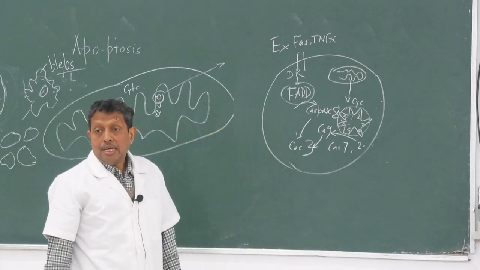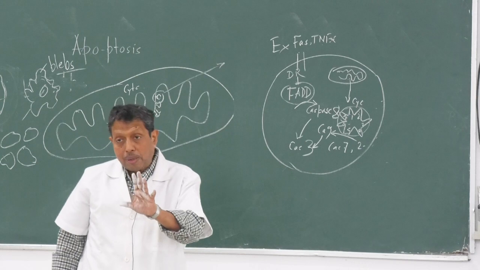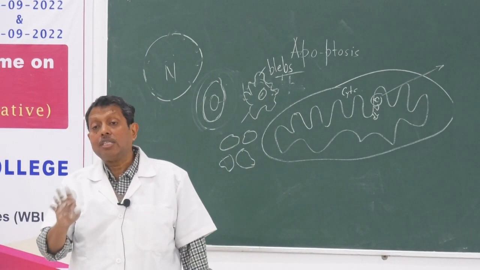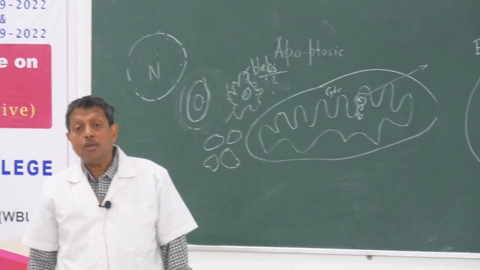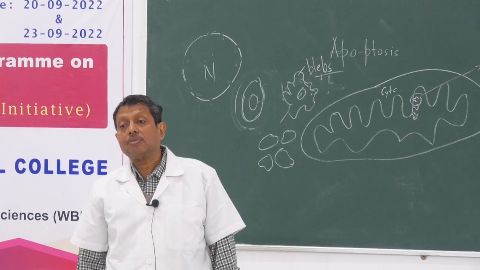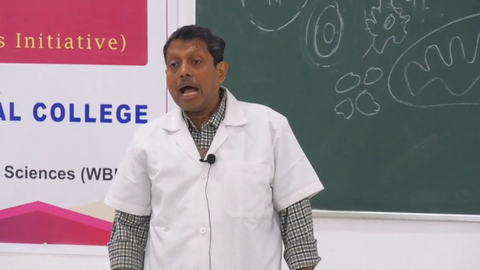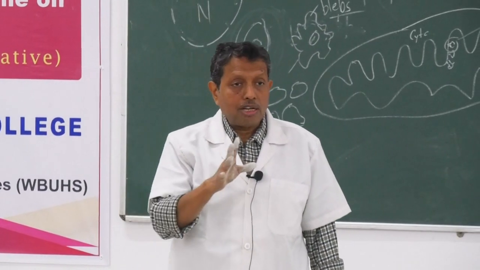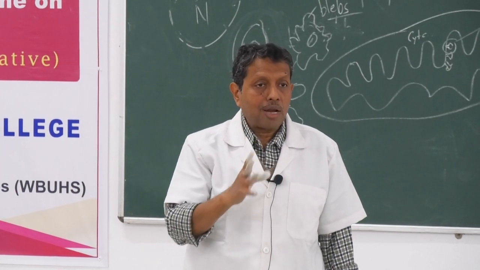Ultimately, these 16 proteases will have their effect. They will act upon the nucleus and destroy the nuclear material. That is the DNA fragmentation. And they will destroy the cytoskeletal elements. And when the cytoskeletal elements are destroyed, then the cell will collapse.